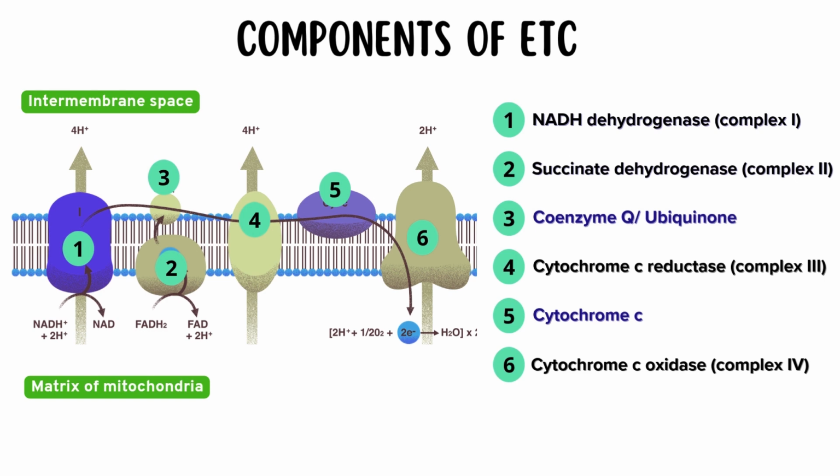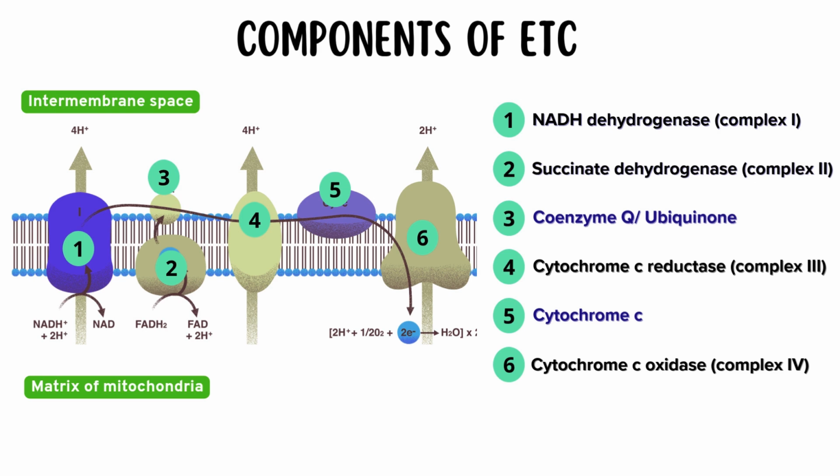Before we look at how the electron transport chain works, let's first identify its main components. There are four main protein complexes located in the inner membrane of the mitochondrion. Complex 1 is called NADH dehydrogenase. Complex 2 is succinate dehydrogenase. Complex 3 is cytochrome C reductase, and complex 4 is cytochrome C oxidase.